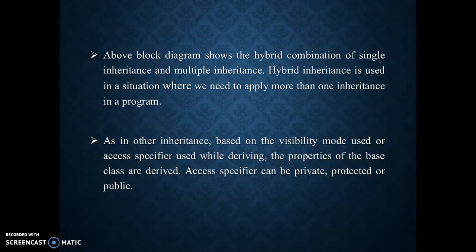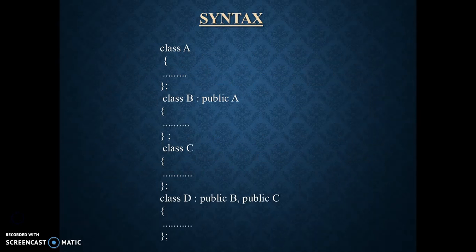The above block diagram shows the hybrid combination of single inheritance and multiple inheritance. Hybrid inheritance is used in a situation where we need to apply more than one inheritance in a program. As in other inheritance, based on the visibility mode or access specifier used while deriving, the properties of the base class are derived. Access specifier can be private, public or protected.